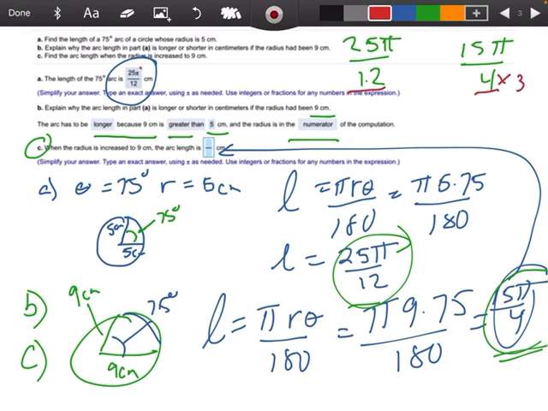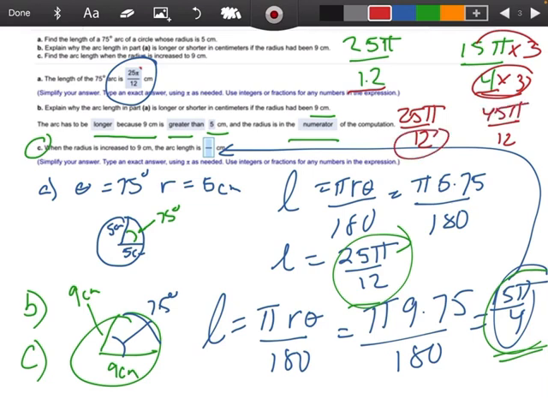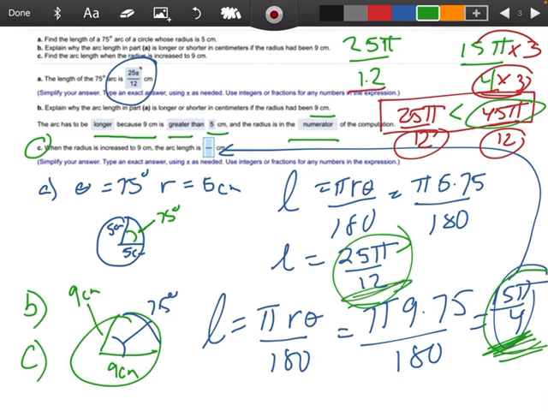I want you to notice something. If I multiply the 4 by 3, that's going to be a 12, but then I have to multiply the top by 3 as well. So the first one still stays as 25 pi over 12. For this one, 4 times 3 is 12, and 3 times 15 is 45 with a pi. When these two numbers have the same denominator, we can compare the tops, and 25 is smaller than 45. That's how I know that this number is bigger than the other.